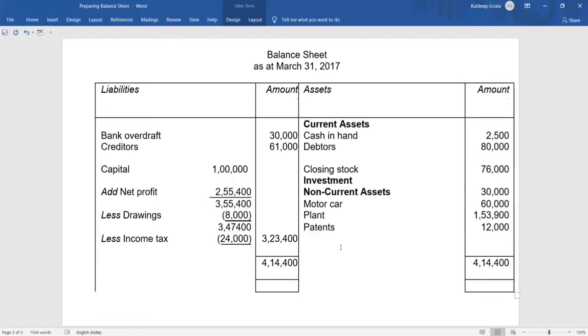This is how you can do a complete sum on the trading and profit and loss account along with the balance sheet. In the next video we'll have another complete sum on the final accounts of a sole proprietorship.